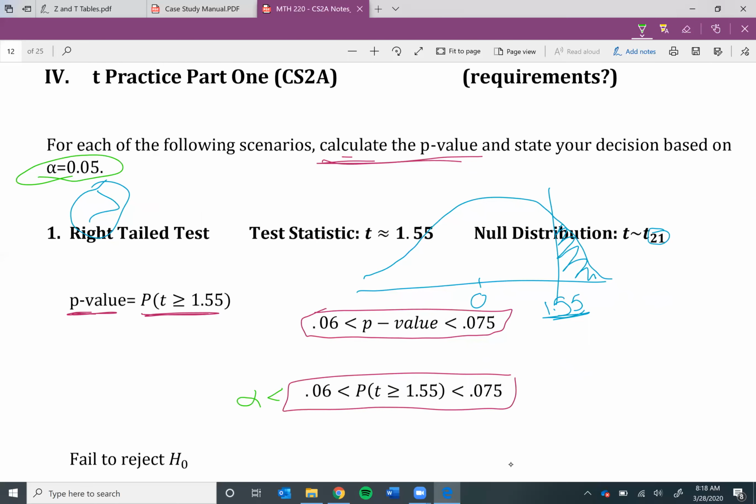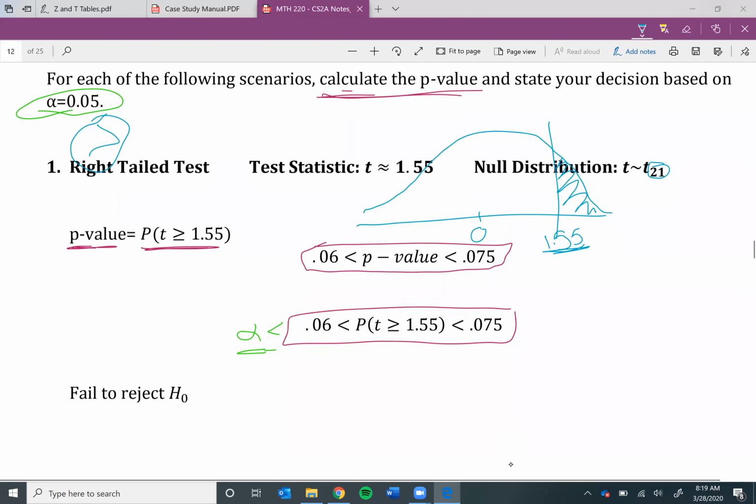This is something where I think it can be helpful, after you box in your answer, to just place alpha. Alpha will either be on the left side or over here on the right side, and that's all you really need to help you make your decision. Okay, let's look at another.